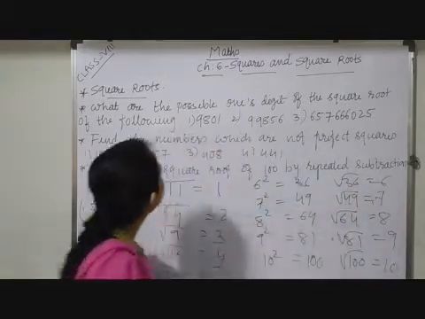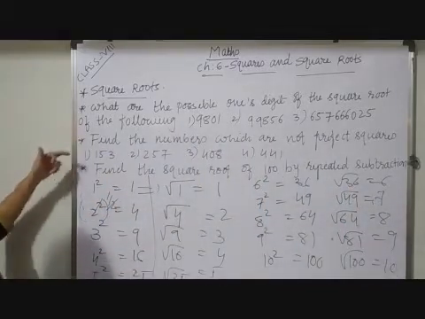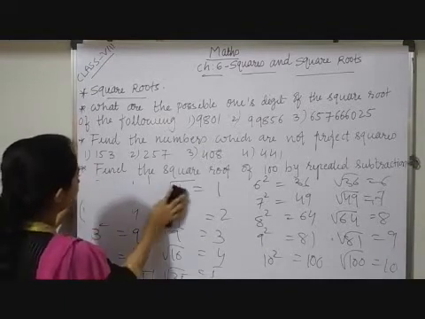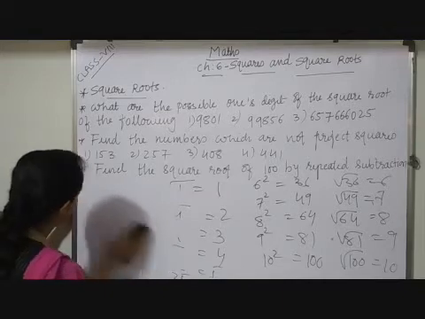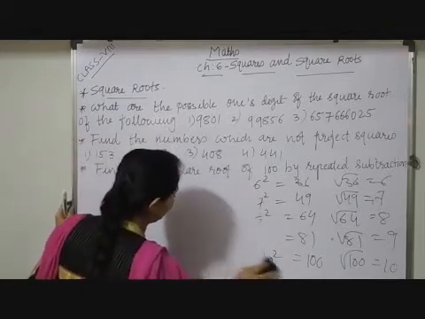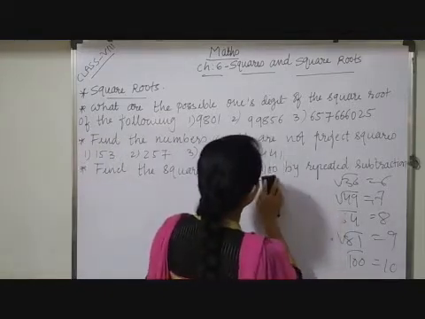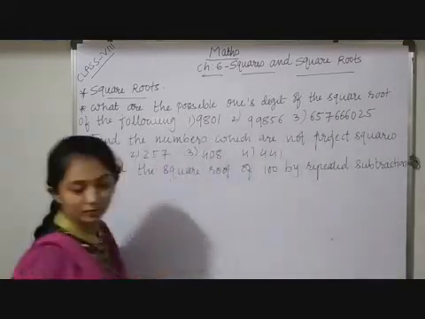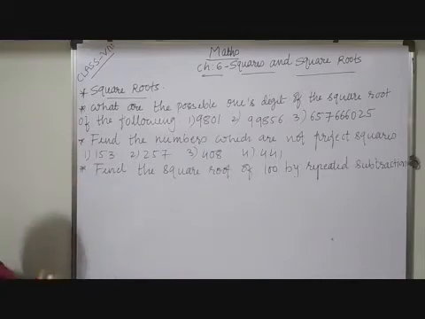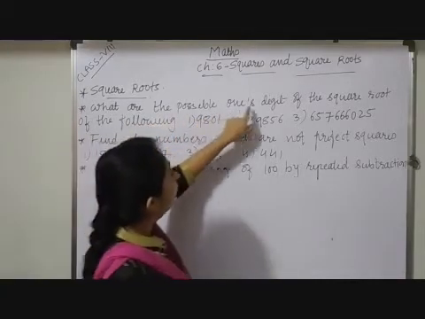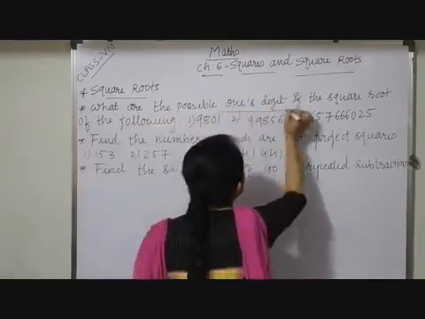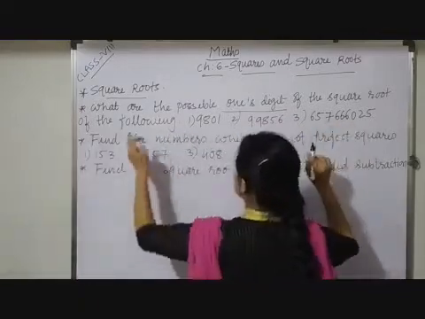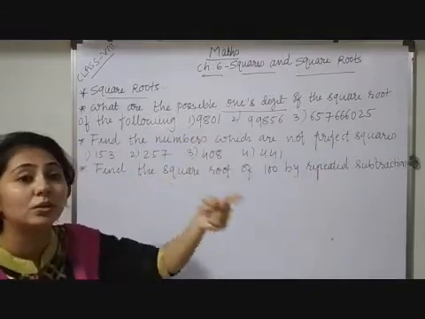Now in this square root topic I want to discuss these three questions. First one: what are the possible ones digits? Ones digit means I only have to find the unit place. The ones digit of the square root of the following.